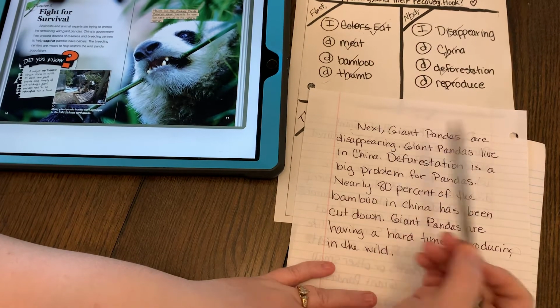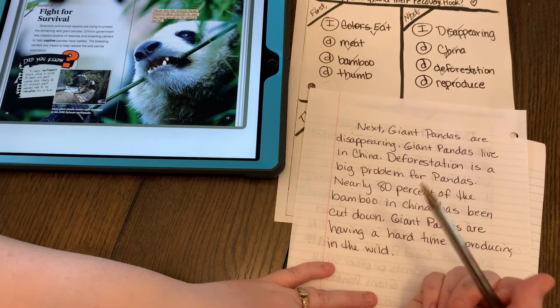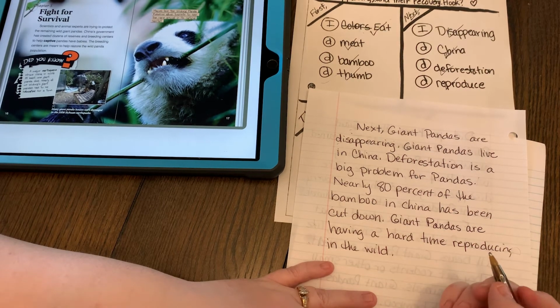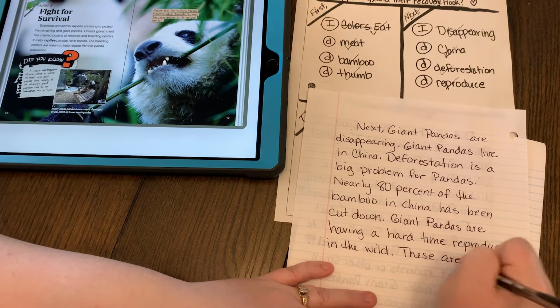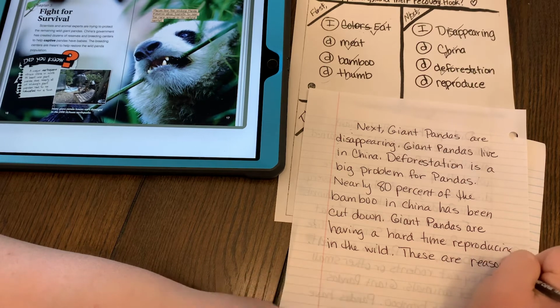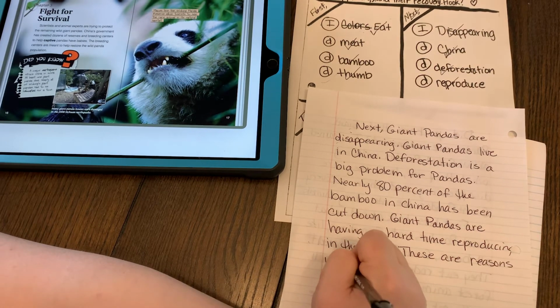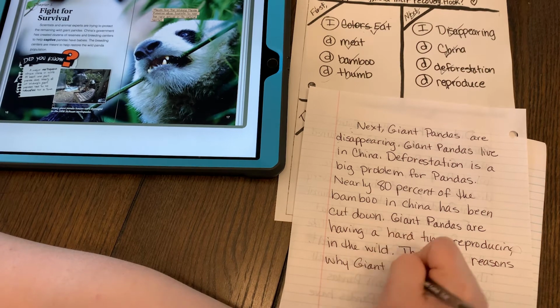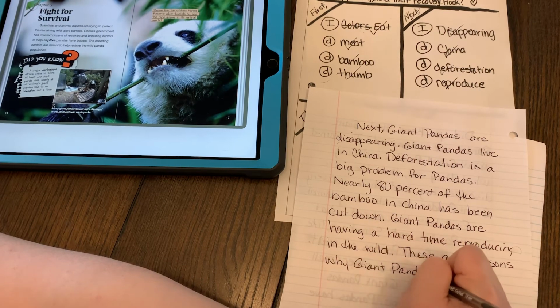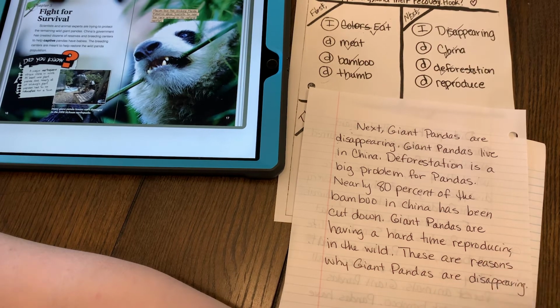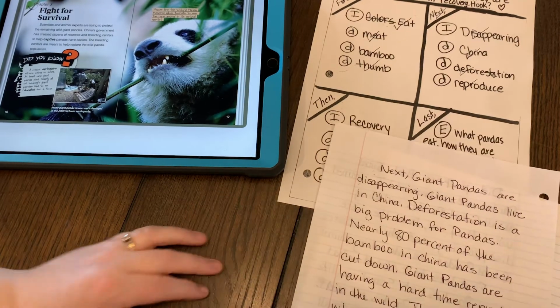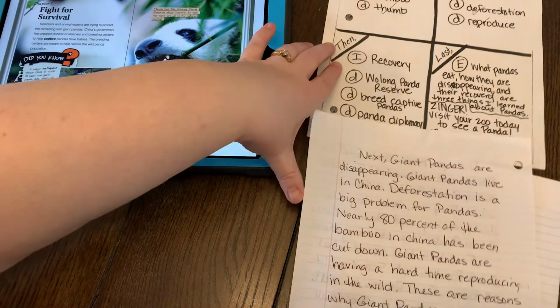Giant pandas are disappearing is what I wrote up here at the top. So let's say these are reasons why giant pandas are disappearing. Got that paragraph done. We're gonna move on to the next one.